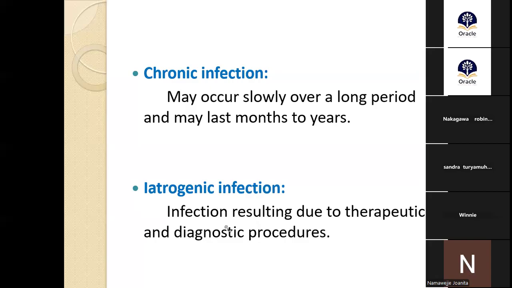Iatrogenic is induced by you, the healthcare worker: infection resulting from therapeutic and diagnostic procedures. For example, an individual who gets a kidney transplant and is put on immune suppressants. This person's immune system is lowered and is susceptible to getting infected. They can get Kaposi sarcoma, that is iatrogenic Kaposi sarcoma, or can get other infections due to a lowered immune system.